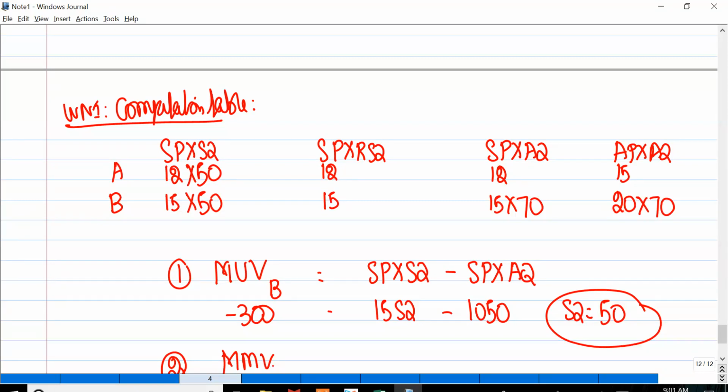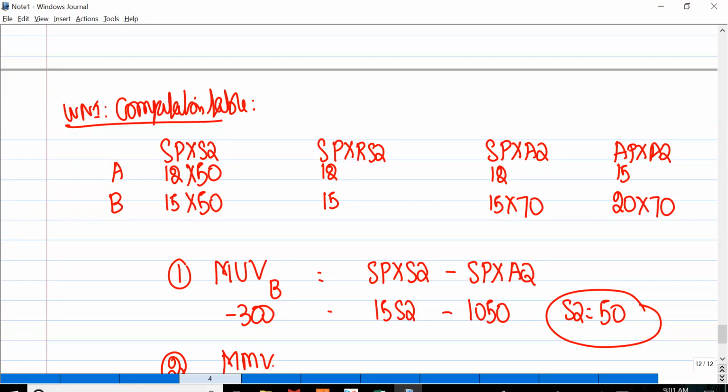This is point number A. Next, point number B below that. Total of AQ equal to X plus 70. Any doubts on this?